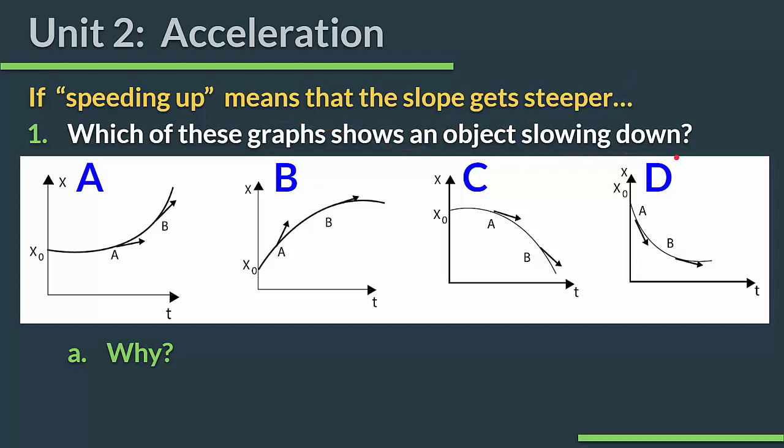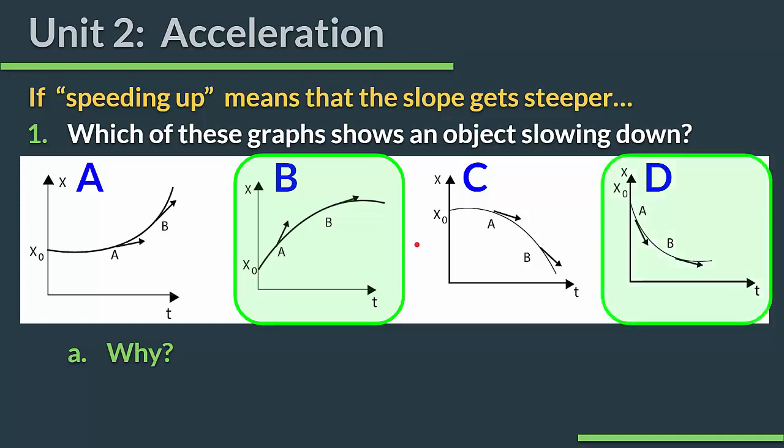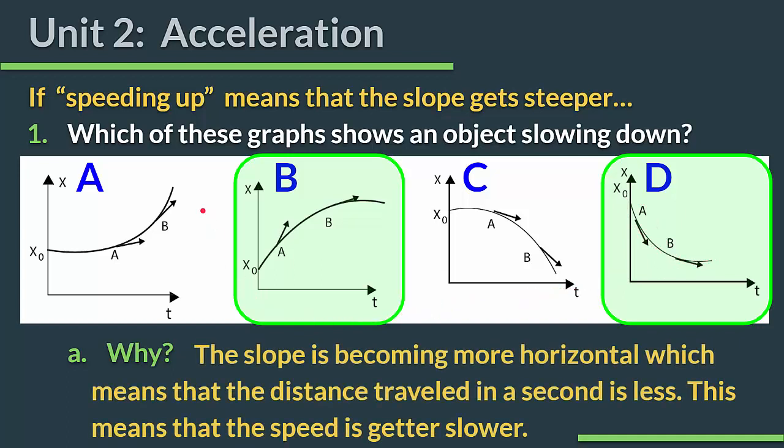Well, if steeper is getting faster, then getting less steep or more horizontal would be getting slower. And so if I look at these options, the 2 that show a graph that is getting less steep or getting more horizontal are B and D. In both cases, my graph starts out steeper and flattens out. Now it is obviously a different shape here, but both of them start out steep and get flatter. The slope becomes more horizontal, which means the distance traveled in a second is less. This means that the speed is getting slower.